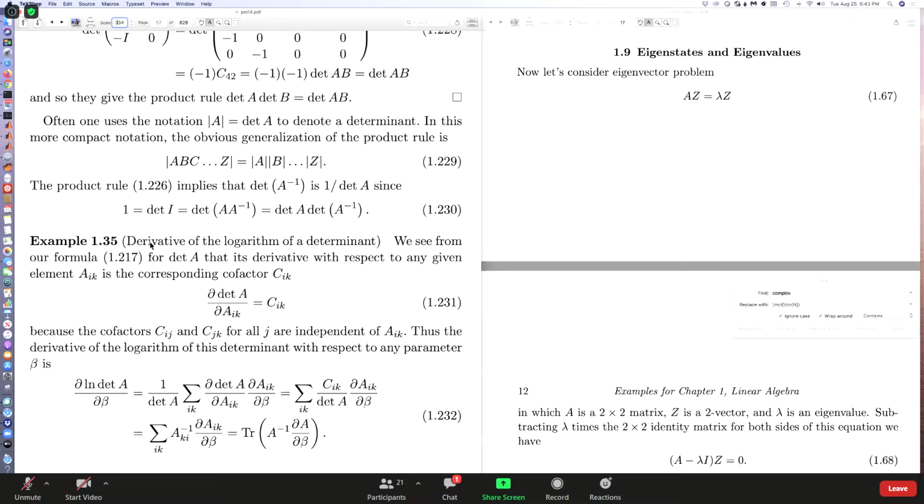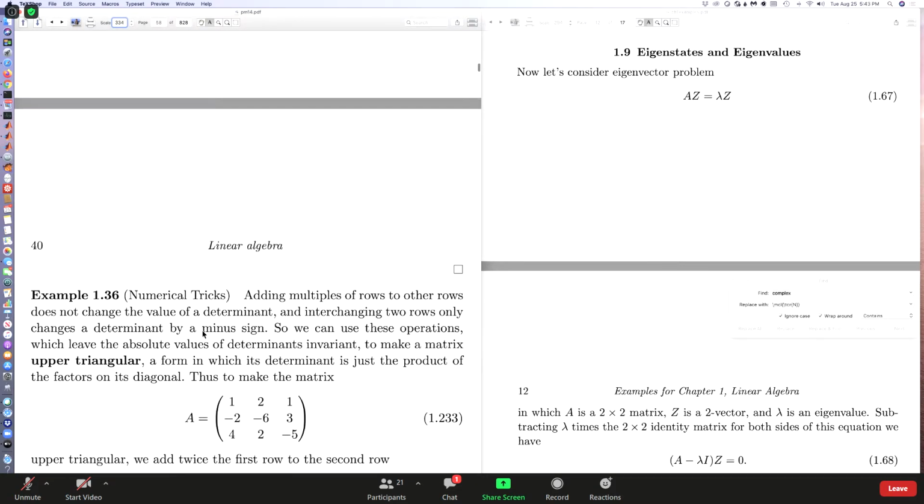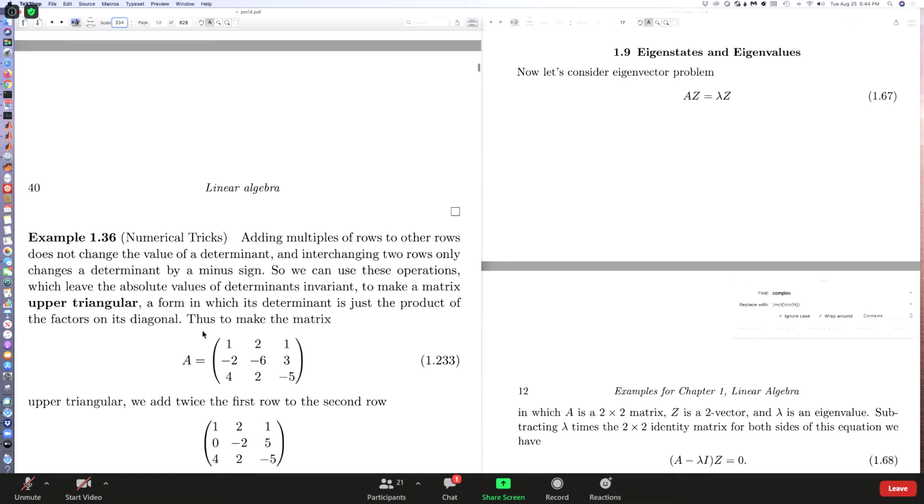And it also implies that the determinant of one, which is the determinant of the identity, is the determinant of A times A inverse, and that's the determinant of A times the determinant of A inverse. So the determinant of A inverse is 1 over the determinant of A. This is worth knowing, and I urge you to study it, but I don't think we need to dwell on it here.